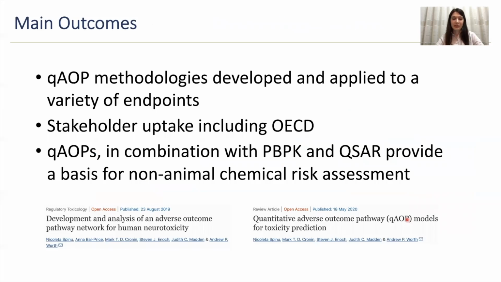Well, all of these 3 methodologies have been applied externally and internally within the N3 project for many other endpoints. For example, one of the projects is led by Leoni for the development of AOP networks for nanoparticles. There is another ongoing project led by Zara for an AOP for impairment of angiogenesis. We were also happy to know that the work was taken up by several stakeholders, including the OECD. And a rather personal statement: I hope one day a QAOP model in combination with physiologically based pharmacokinetic and quantitative structure activity relationship types of models will provide a basis for non-animal chemical risk assessment.